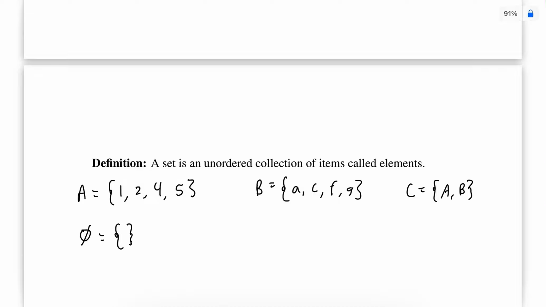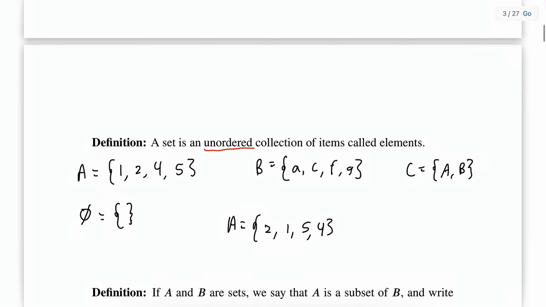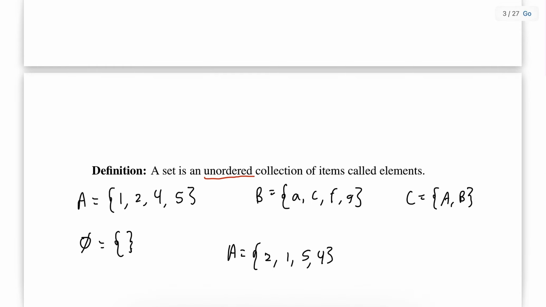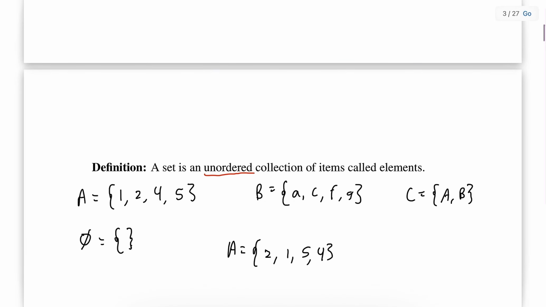And the unordered part here is worth stressing for a second, because it means, for example, that A over here is the same as 2, 1, 5, 4. It's the same set. The order does not matter when we think about sets. And elements are just the things inside the sets. So we can say, for example, that 2 here is an element of A. This little f here is an element of B, for example. The empty set has no elements. So those are sets.